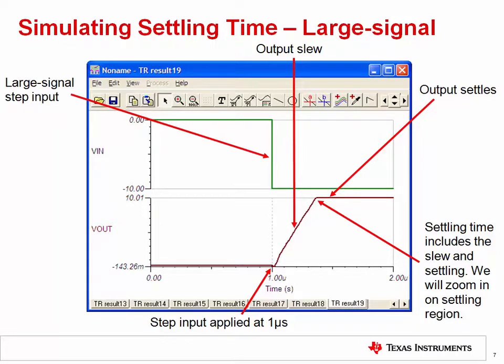Let's take a closer look at the transient analysis of the OPA827 settling. Please note that the settling time includes both the time required for the output to slew as well as the time to settle within the specified error band. The time required to settle within the error band, where we see the overshoot and damping oscillations, is difficult to see on this plot because of the time scale, so we'll zoom in on the error band region in the next few slides.